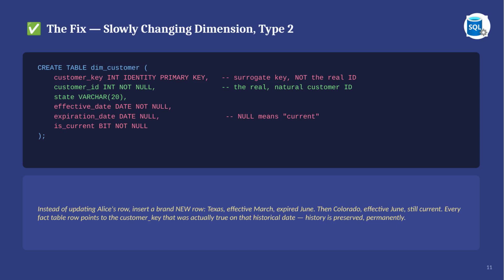It's worth naming the alternative to type 2, type 1, which simply overwrites the old value with no history kept at all. That's genuinely fine for correcting a typo in someone's name, but it's exactly the wrong choice for any attribute a historical report might ever need to reference honestly.